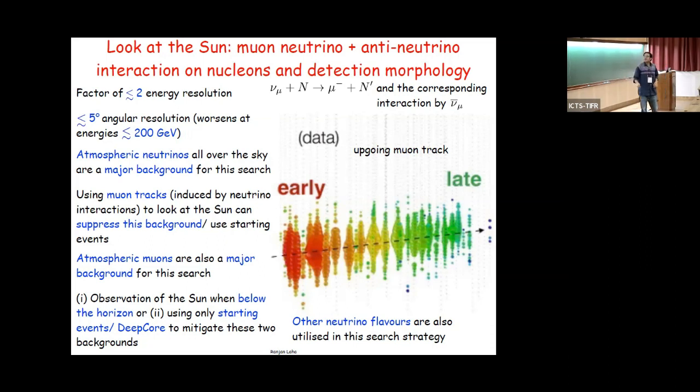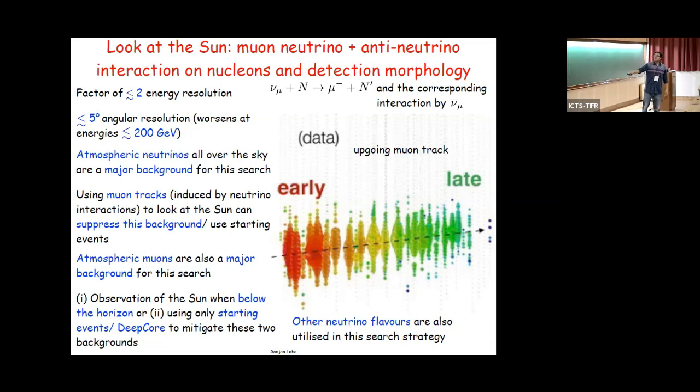So the way you do it is you can use this muon track. As I said, they have a 5-degree angular resolution, and you look at the neutrinos or the muons which are coming to IceCube from the sun. That suppresses the background. You can just do the delta omega calculation. That suppresses the background by 2 orders of magnitude immediately. So you don't have to look at the whole sky.